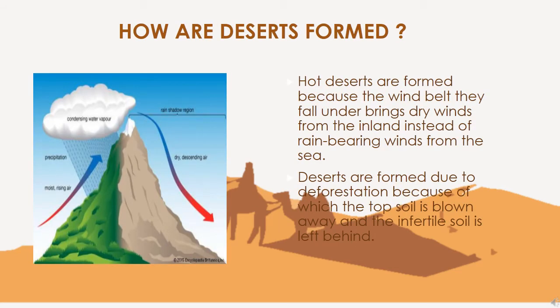Students, how are deserts formed? Let us understand how these deserts are formed. Hot deserts are formed because the wind belt they fall under brings dry winds from the inland instead of rain-bearing winds from the sea. Deserts are formed due to deforestation also, because of which the topsoil is blown away and the infertile soil is left behind. These are basically two reasons how the desert areas are formed.